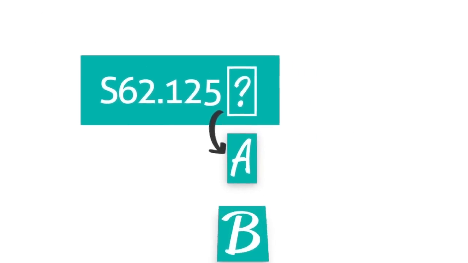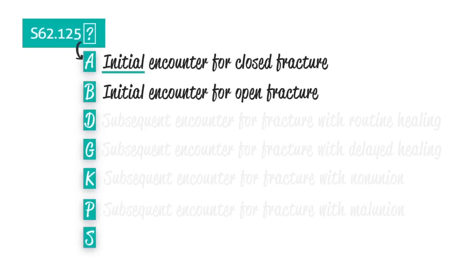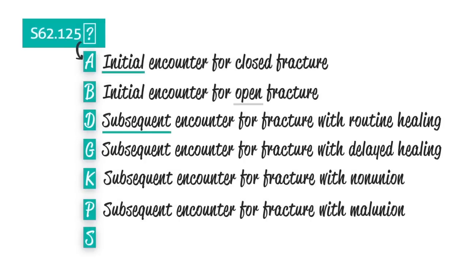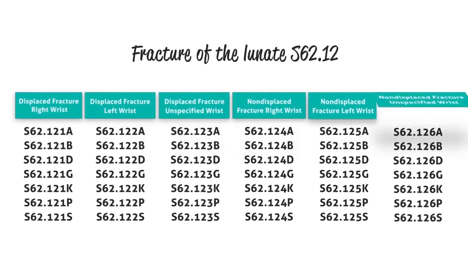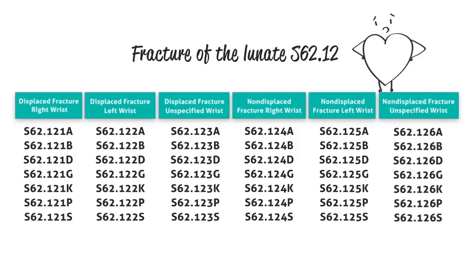You'll need to add an A, B, D, G, K, P, or S to indicate if it's an initial visit or a subsequent visit, if it's an open or closed fracture, if it's healing correctly, and my personal favorite, S for sequela. That just means a condition caused by previous disease or injury. Now that was a simple example even with its 42 possible codes. Try this with cardiovascular surgery.